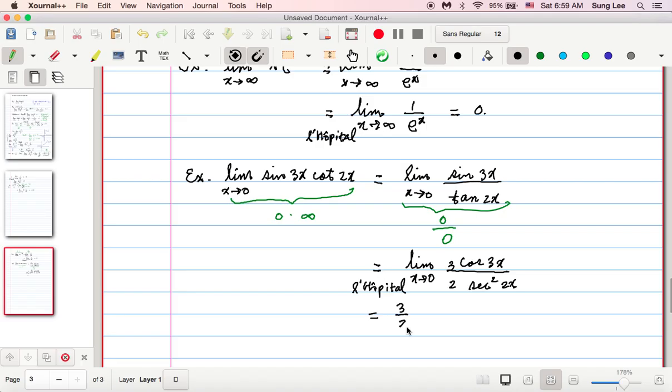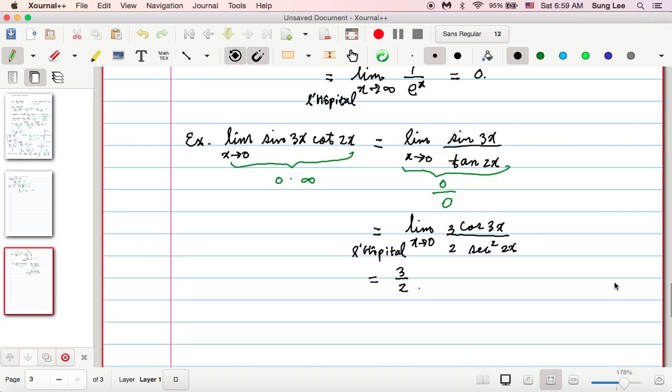In fact, for this question you don't really need L'Hopital's rule, okay? So here, two things to remember. Recall again, the limit of sine x over x when x approaches 0 equals 1.